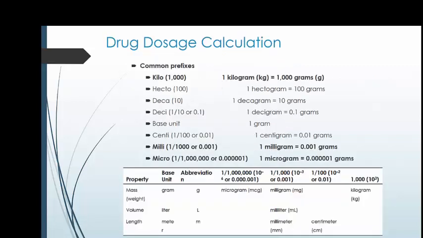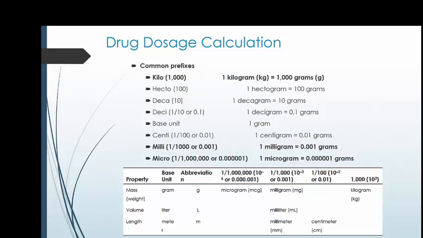Now your common prefixes, these are going in order from your base unit down to smaller. Gram is going to be mass, liter is going to be volume, and meter is going to be length. We don't use a whole lot of length-based in EMS, except with pediatrics, and usually we're going to have a pediatric sleeve or Broselow tape or something of that nature that uses the length-based. But for the most part, in drug math, we're going to be dealing with grams and liters or milliliters.